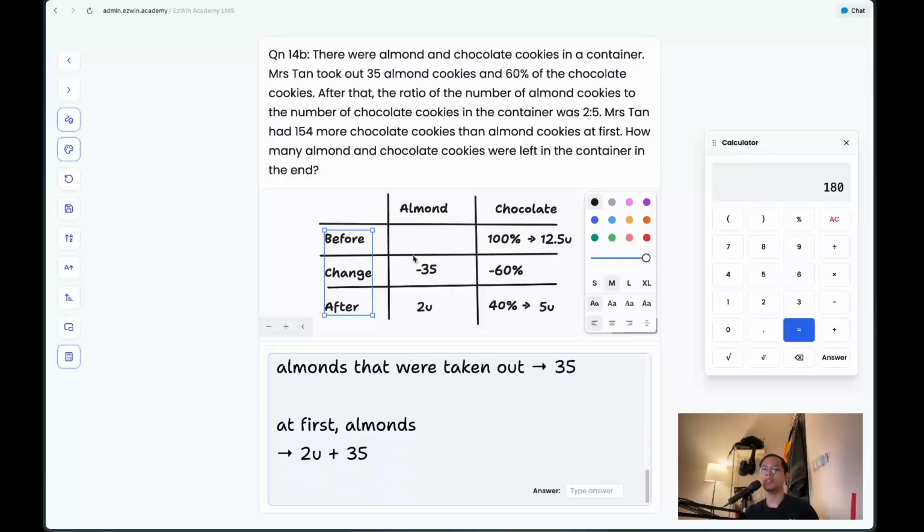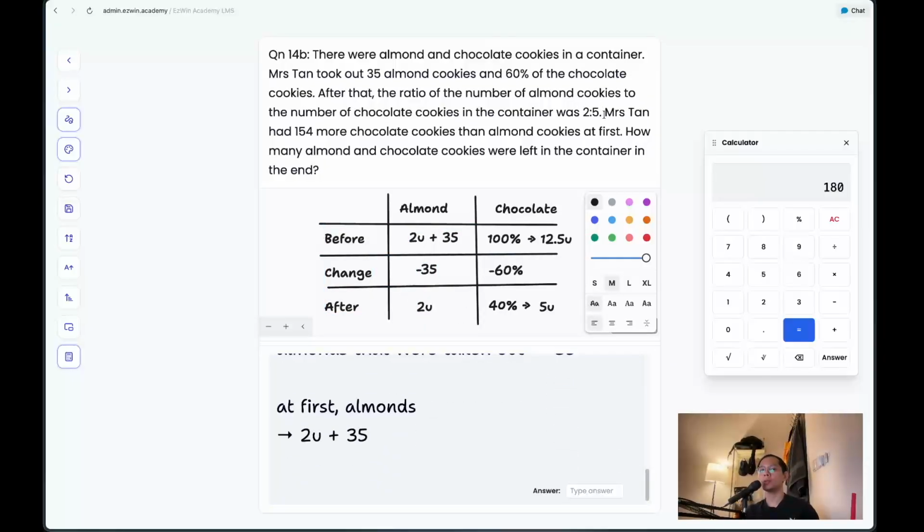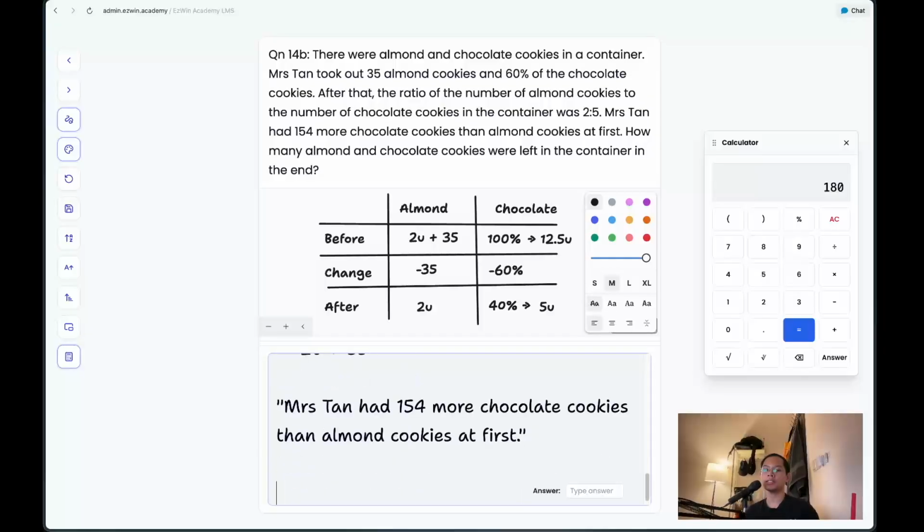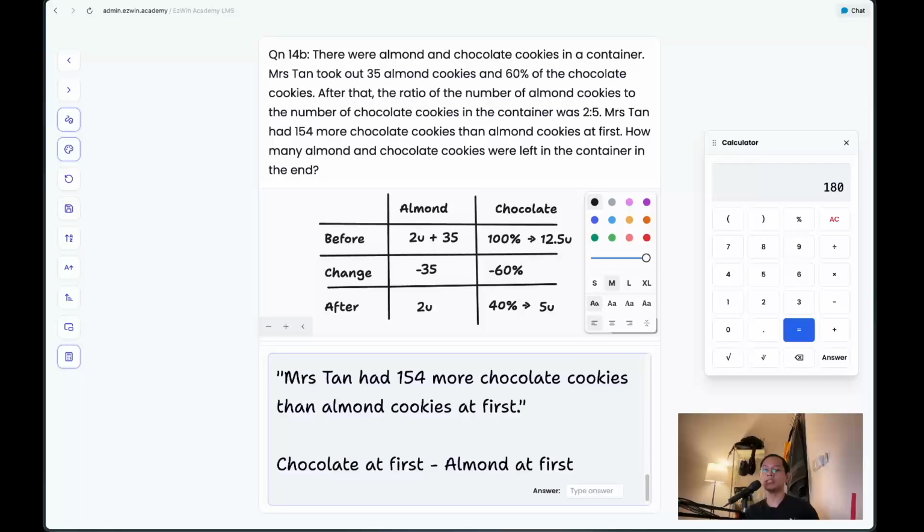So we just need to reverse it. So 2 units, not minus, plus 35. From the question, it says Mrs. Tan had 154 more chocolates than almond cookies at first. So that means chocolate minus almond. So this chocolate at first minus almond at first is equal to 154.